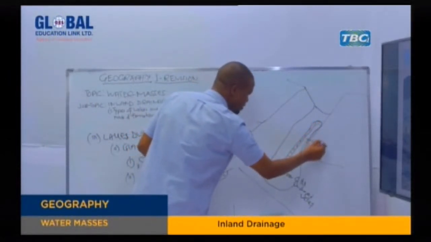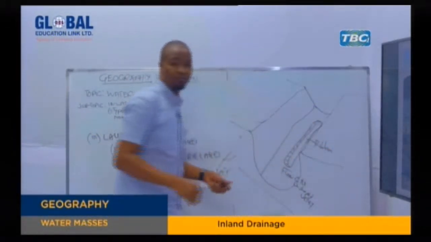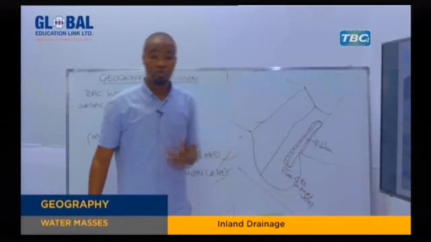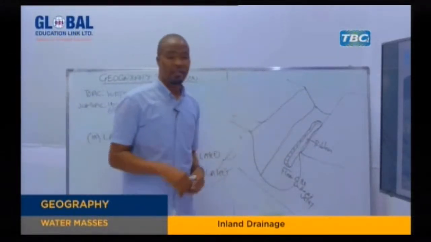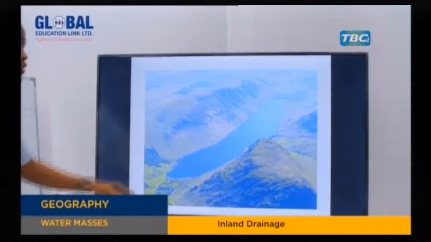This is an elongated depression, we call it the ribbon. You see, are we together? Then the ribbon, if it is filled with water, then it turns into a lake, and we call it the ribbon lake. Okay, let's see the image of the ribbon lake.